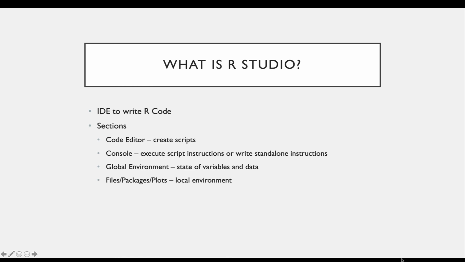The RStudio environment has a couple of different sections. It has a code editor where we actually write our code and create our scripts. It has a console that allows us to see the result of our execution of those instructions and scripts. It has a global environment that allows us to see the state of the things that we are doing on a computer in the computer's memory. So it allows us to examine the state of variables and data that might be part of our script.